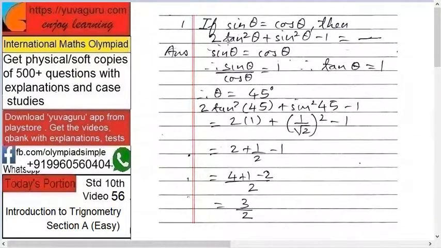Just input the values in the given expression, required one. So 2 tan square 45 plus sin square 45 minus 1 equals 2 into tan 45, which is 1. So 1 square is 1, plus sin 45 is 1 upon root 2, the whole square, minus 1. So 2 plus 1 by 2 minus 1.